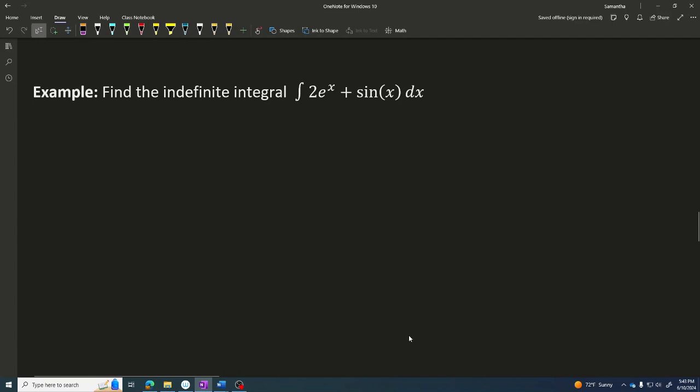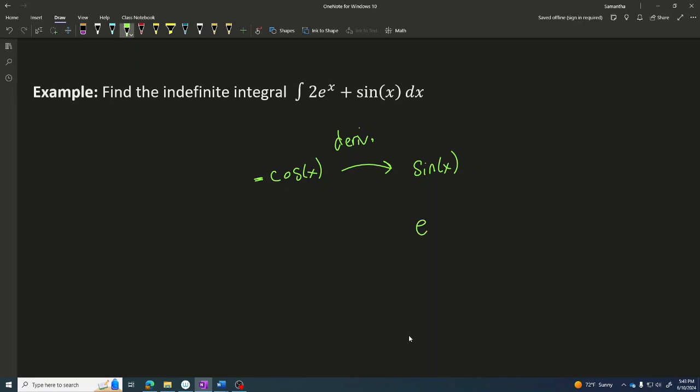Now, I am looking for a function whose derivative is sine of x. Can you think of what that function might be? Well, cosine is a good place to start, but if I just take the derivative of cosine, then what I get is negative sine, which is not quite what I want. But if I take the derivative of negative cosine, then what I get is positive sine, and that is what I want. So negative cosine is an antiderivative of sine of x.